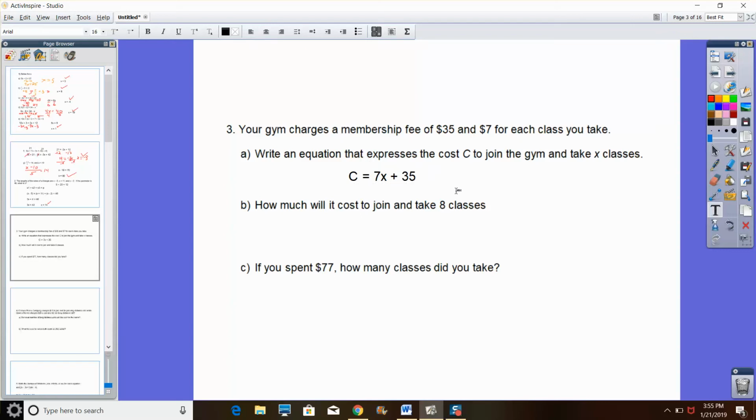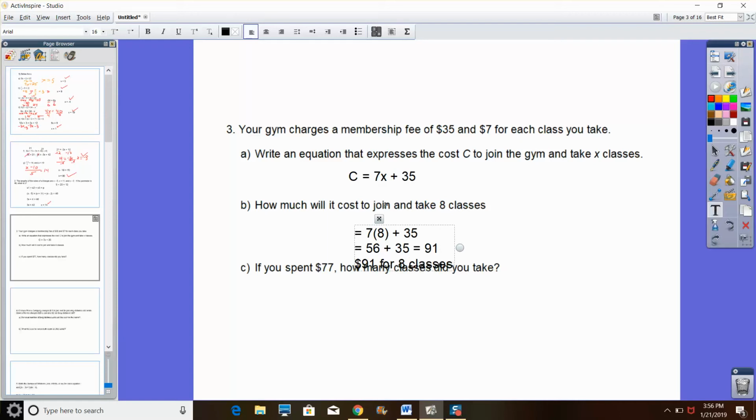If we took one class, it'd be 7 times 1 plus 35. That equals 42. Now, if we evaluate for 8 classes, we're going to do 7 times 8 plus 35. That would be 56 plus 35, which is equal to 91. So $91 would be our answer for that.